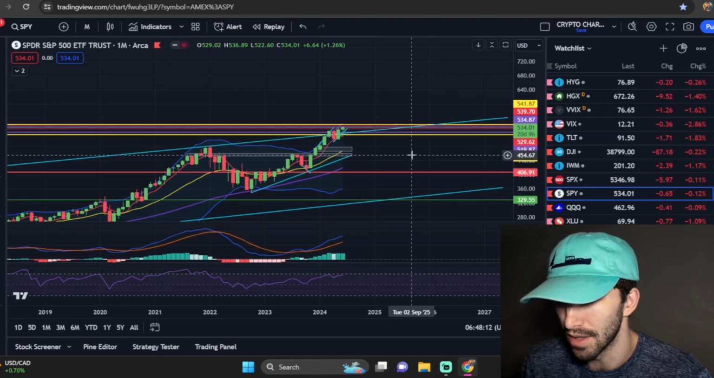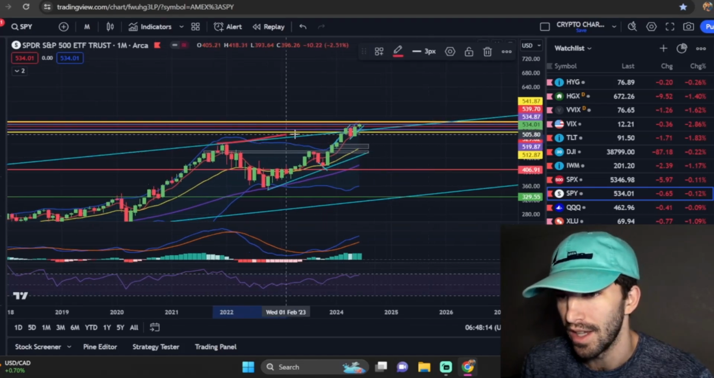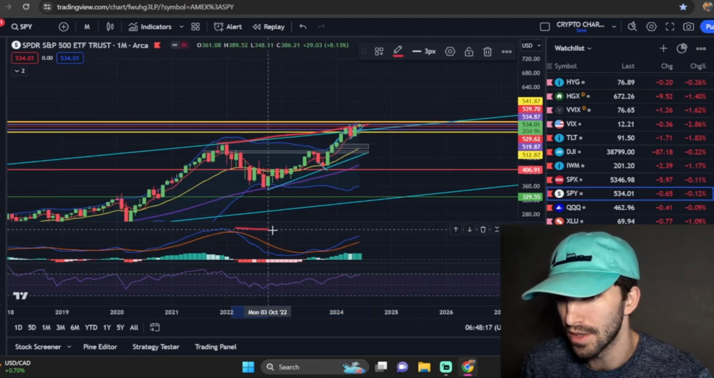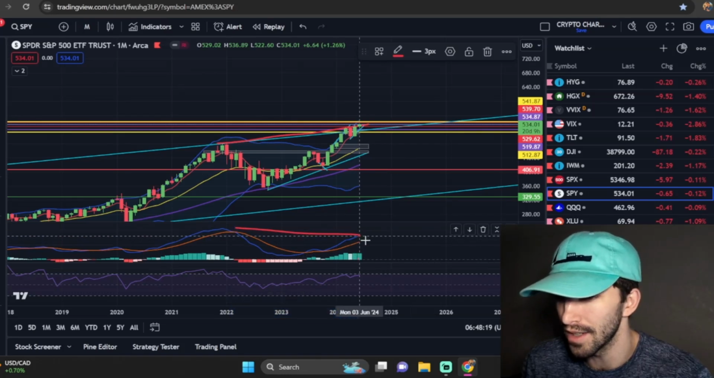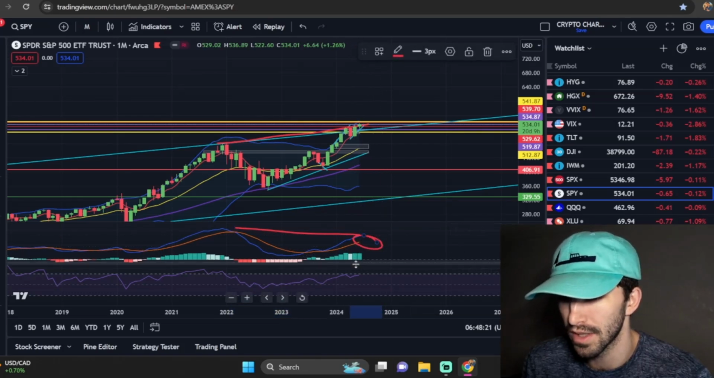What's the problem with the monthly chart here? It has a divergence between these 2 points. You see the divergence here forming, not confirmed. Very important to wait for things to confirm.